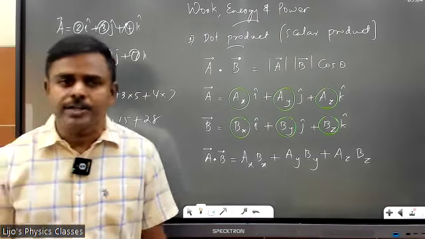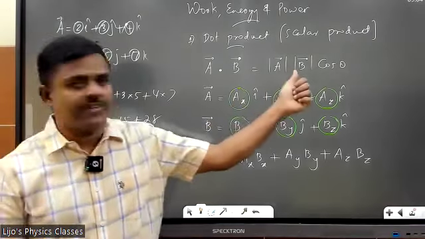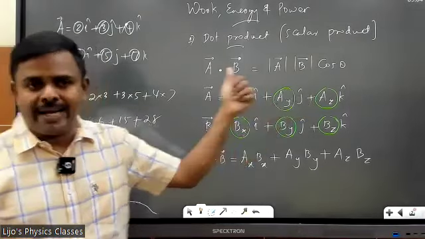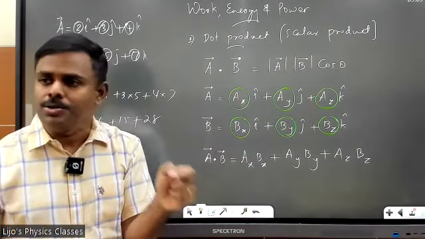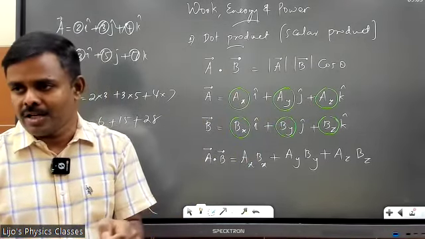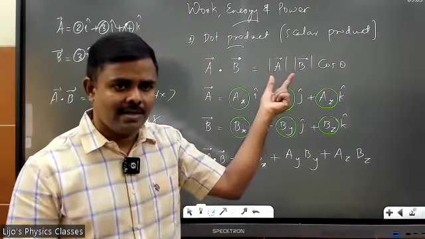So when you take the dot product, you better use this technique. The formula with theta is used only for the definition. So A dot B's definition is modulus of A into modulus of B into cos of theta. I'll tell you how to find the modulus. It's easy.